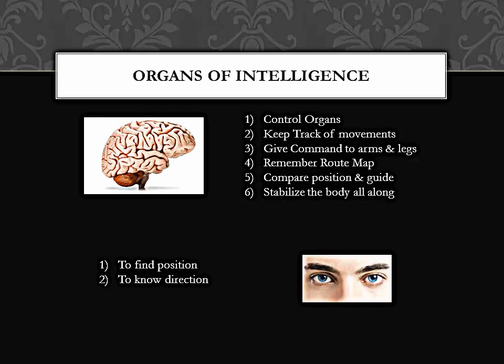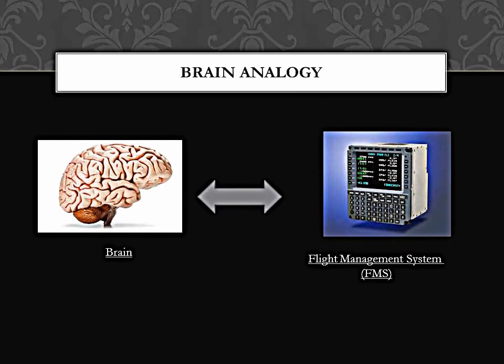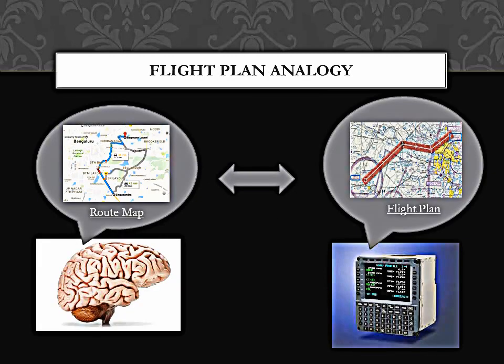So what is the equivalent of the brain and eyes in terms of aircraft? The aircraft equivalent of the brain is nothing but the flight management system. The eye equivalent of an aircraft system is nothing but the navigation system. The route plan that we have in our mind and retrieve on demand is equivalent to the flight plan in aircraft terminologies. The brain stores the route maps, whereas in aircraft terminologies, the FMS stores the flight plan.